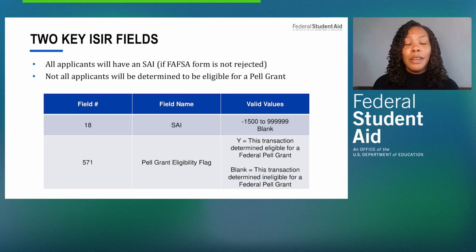So field 18 of the ISIR is the SAI. A SAI can be anywhere between negative 1500, so we go negative now, all the way up to 999,999. Field 571 of the ISIR is your Pell Grant eligibility flag. You will have a yes there if the transaction determines that the student is eligible for the Pell Grant, and you will have a blank there if the transaction determines that the student is not eligible for a federal Pell Grant. So it's either yes or blank. It is not yes or no.